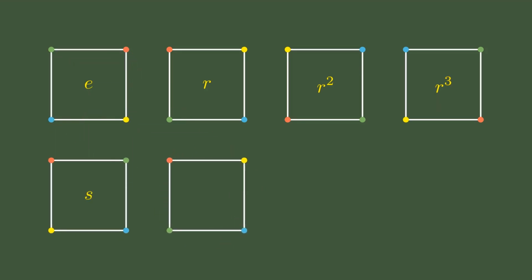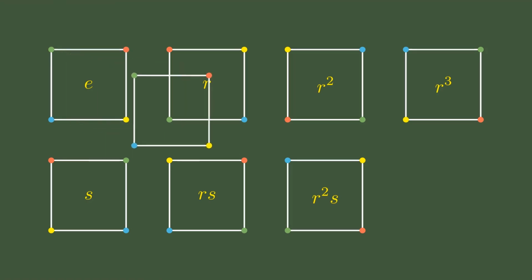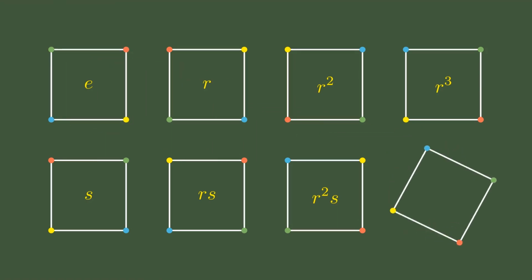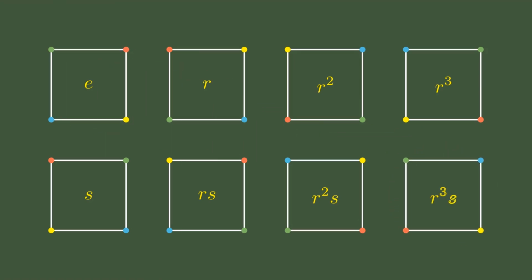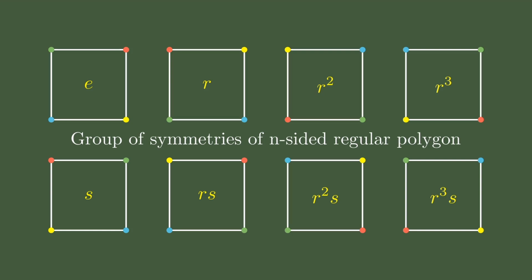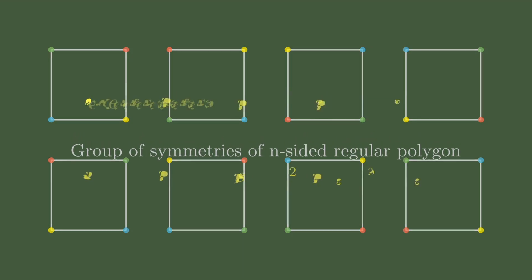then a rotation followed by a reflection, RS. Then we have a double rotation R square followed by reflection, so it becomes R square S. And then the final element becomes R to the power 3 into S. You can see that we have used a four-sided regular polygon, a square, to denote the elements of D4. Whereas we used a three-sided regular polygon, an equilateral triangle, for D3, which shows that for n greater than or equal to 3, Dn represents the group of symmetries of an n-sided regular polygon.